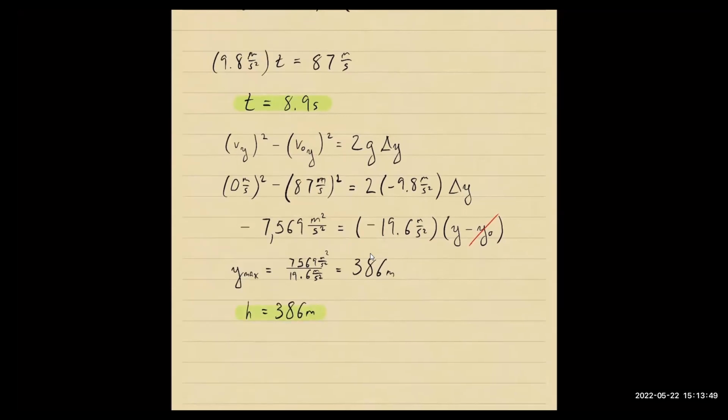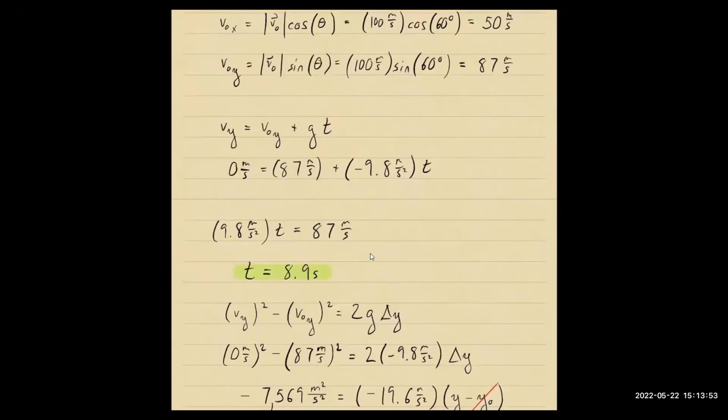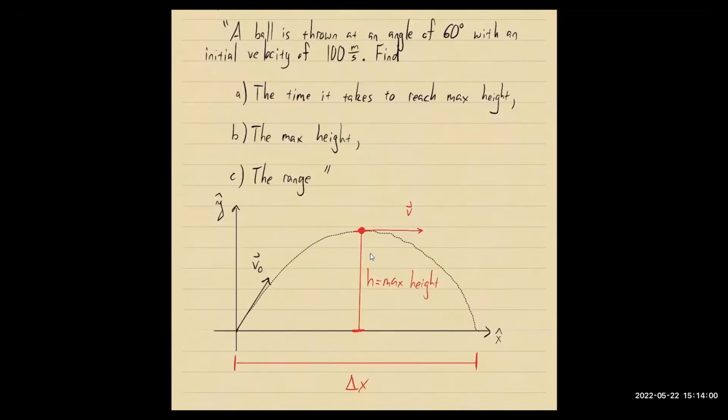Okay. So that's part B of this problem. So we're already 2/3 of the way through. It's pretty good. So the last thing that this problem is asking us to find is the range of the ball thrown.